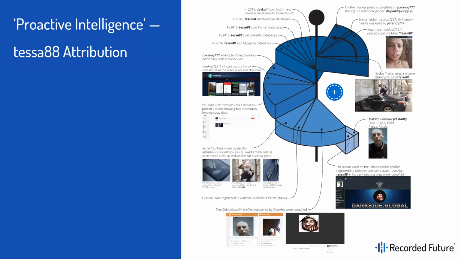So this is a report that Recorded Future put out a couple of years ago on the actor known as Tessa 88. So we identified him as Maxim Donikov, and he was responsible for a number of the major database breaches, including MySpace, LinkedIn, Twitter, Rambler, and some other ones. So in the public sector, this makes a lot of sense in terms of this type of intelligence having a very clear real world outcome, where law enforcement or an intelligence agency or even the military takes very specific actions, and there are very specific decision points that occur when you're able to generate this type of proactive intelligence. But in the private sector, this kind of intelligence is not super helpful.